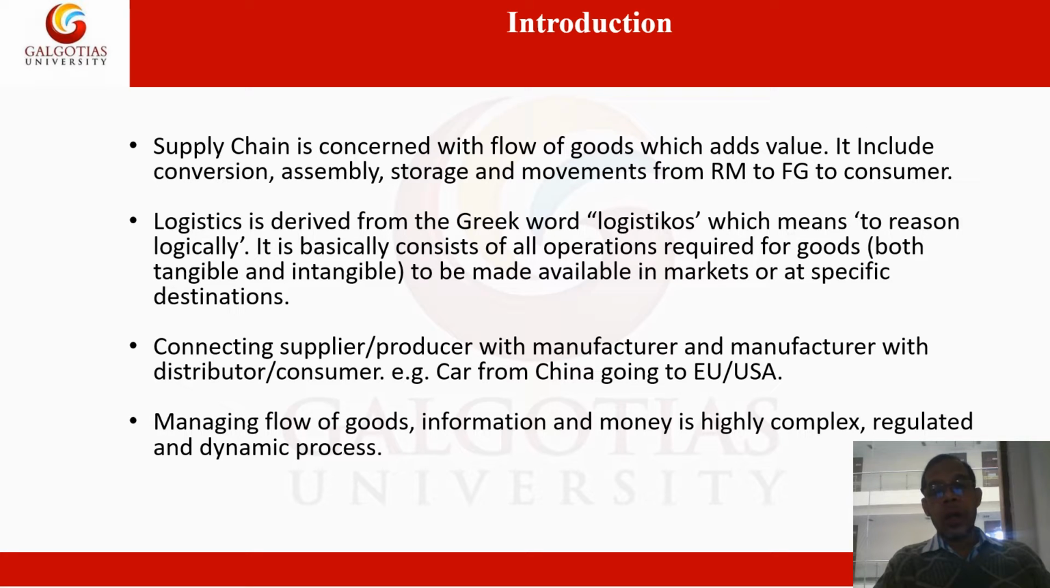Let us say the car is currently being manufactured in China, and they are being sold in Europe and USA. So managing the flow of goods, information and money is highly complex, regulated and dynamic, which forms part of the supply chain.